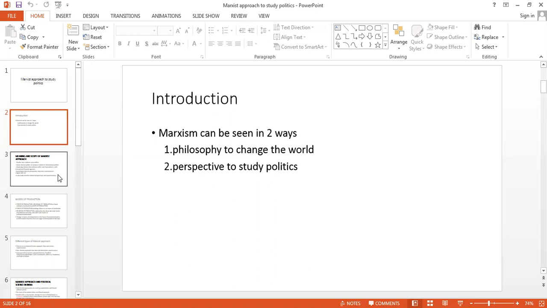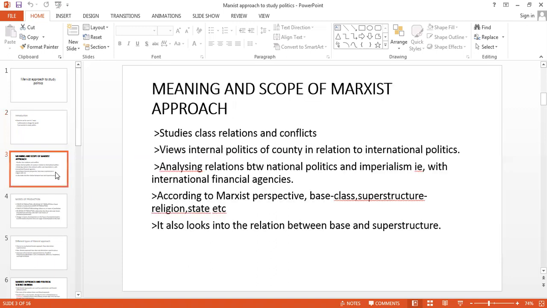Now we are going to the meaning and scope of the Marxist approach. As I told you before, the Marxist approach studies class relations and conflict between these classes, and views the internal politics of a country in relation to international politics. This is a very important point, because during this time any country can't be isolated from the rest of the world. Either it would have a good relation with one superpower or at least one country. For example, North Korea has a good relation with China.